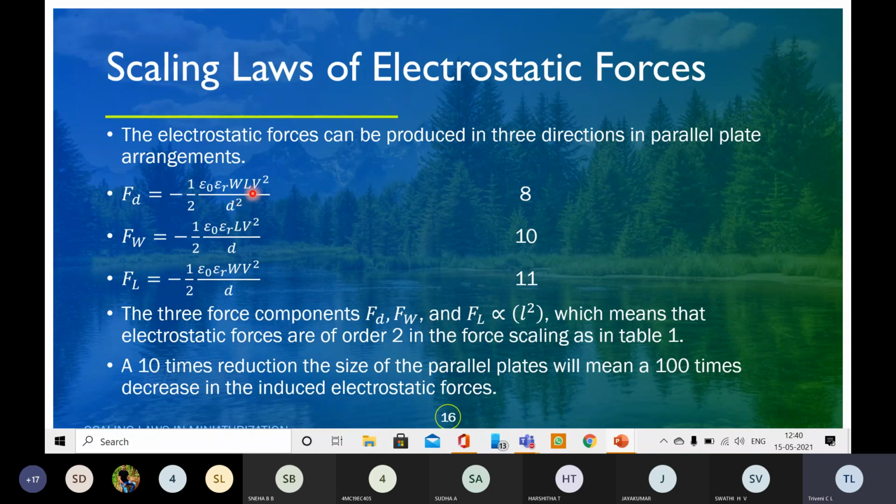If I take the D direction, we'll have both the terms W and L. If I take the W direction, we have to take only L. If I take the L direction, we have to take the W itself, and other factors will remain the same here. So you can see all three force components, FD, FW and FL, in the three directions are all directly proportional to L square here. Which means the electrostatic forces of order 2 scale as in table 1 here.